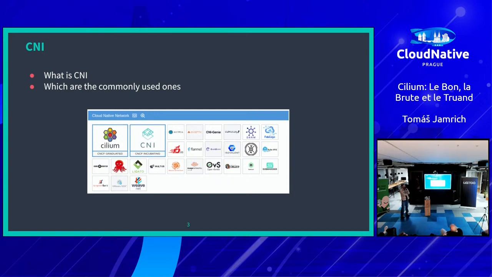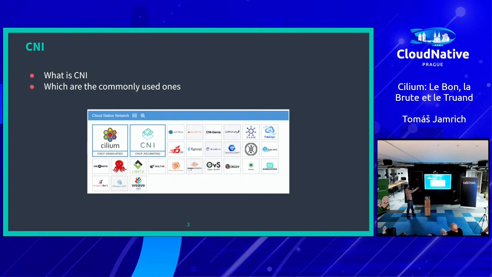So what are the commonly used ones? Which CNI do you use, if you already use one? And which ones? Okay. And more cloud native ones? If any. Yeah. Correct, thank you very much. Yeah. Freaking labels, yeah. Okay.